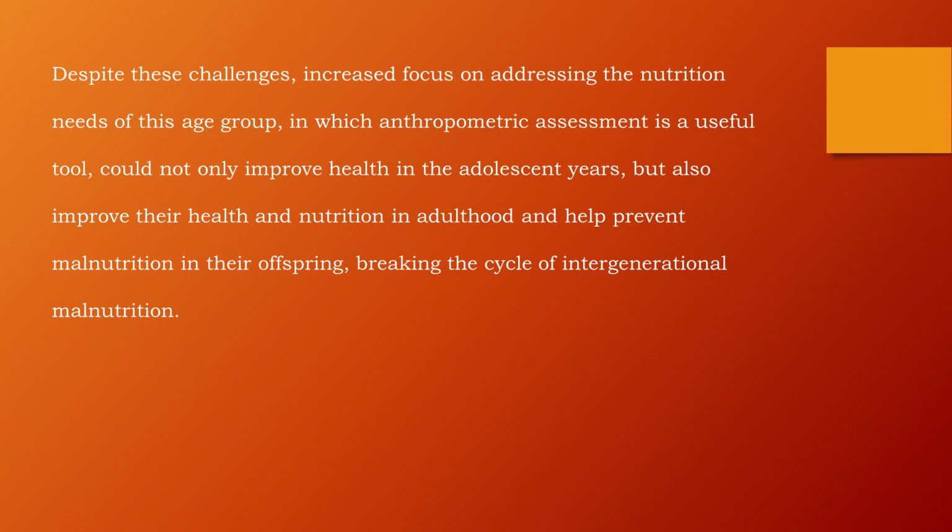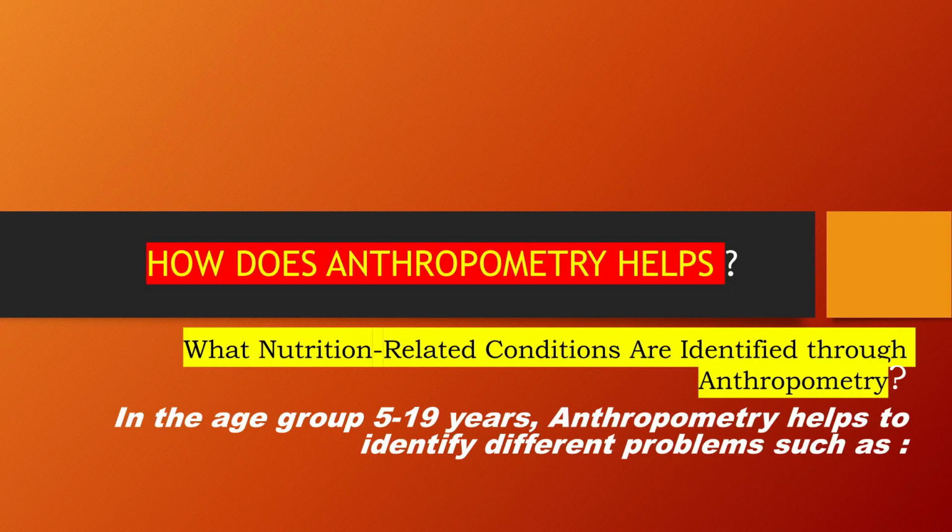So, we will carry on with the further part of this particular module: how does anthropometry help, what for, to have the anthropometric measurements or to have the assessment of all these conditions coming across this particular age group. For that, we have to see what are those nutrition related conditions which can be identified through this anthropometry. That means, if there are nutrition related problems, how anthropometry could help to assess these conditions in this particular age group of 5 to 19.